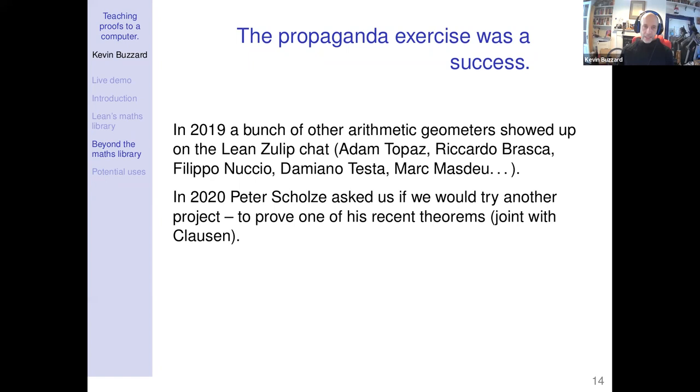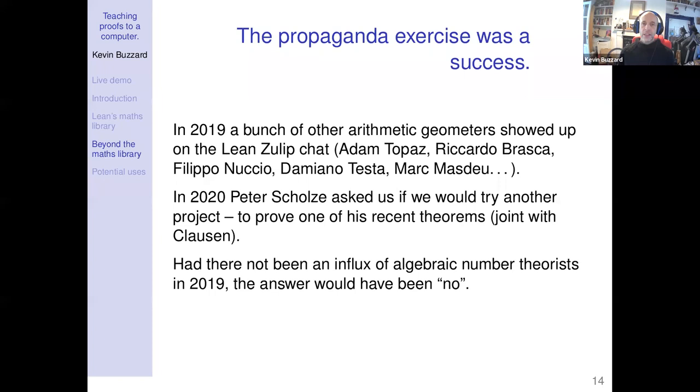So in December 2020, we were challenged. I mean, the whole formalization community was challenged by Peter Scholze to prove a recent theorem, the theorem that the reals are a liquid vector space. And if we hadn't had this big influx of arithmetic geometers in 2019, the answer would have been, we just don't have the person power to do it. We just need more people. But by 2019, there was enough people. By 2020, there was enough people to actually make this project feasible.